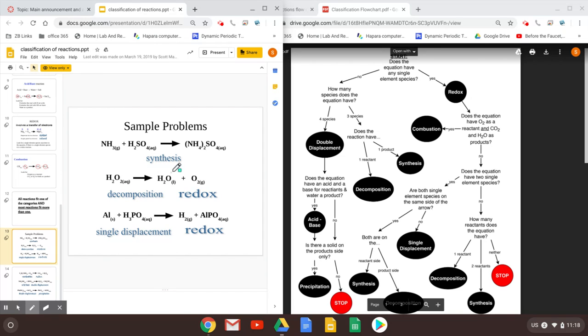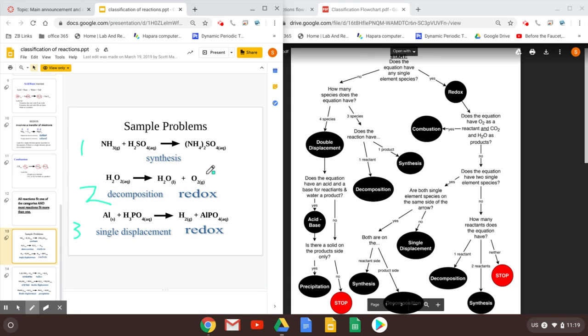So let's say that we're looking at the second one right here. This was number one, this is number two, and this is number three. How do I go about using this flowchart? All right. So the first question asks, does the equation have any single element species? What does that mean? We'll look at all of these. Is there any element symbol that's just by itself, meaning one capital letter?